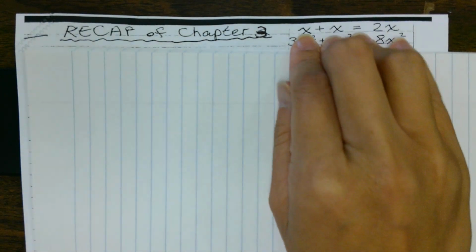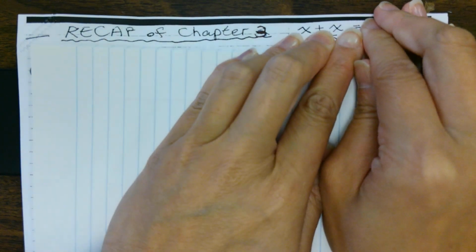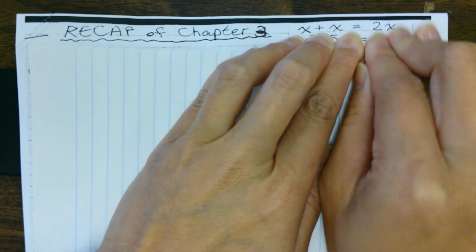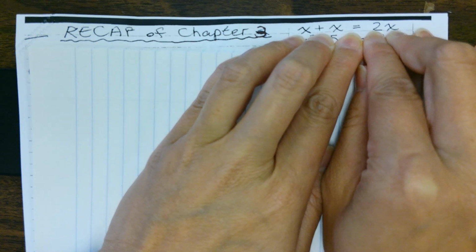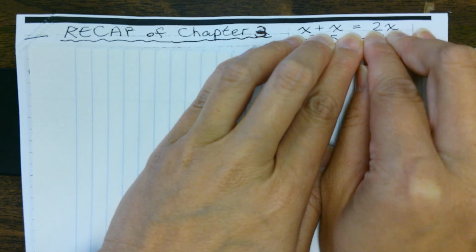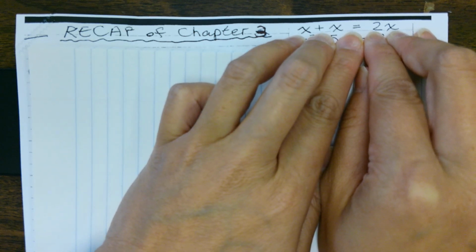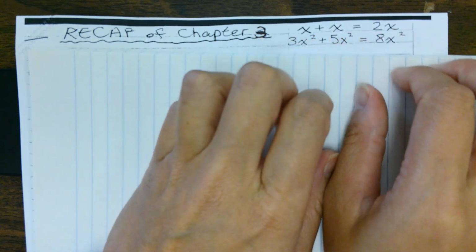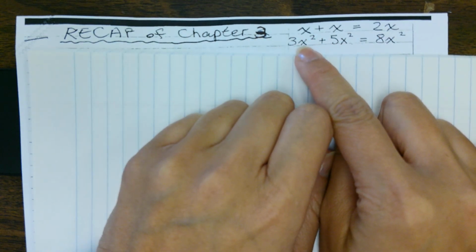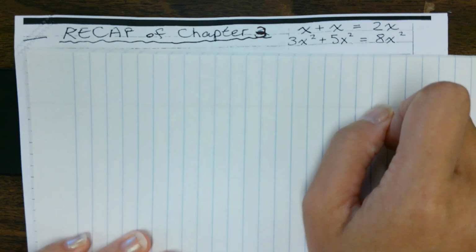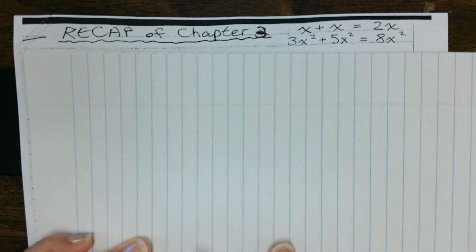Okay, so what is x plus x? 2x. All right, and what is x times x? X squared. All right, so those are the two that people always mix up. X plus x is 2x. X times x is x squared. All right, and then 3x squared plus 5x squared is 8x squared. So don't mix up those two.